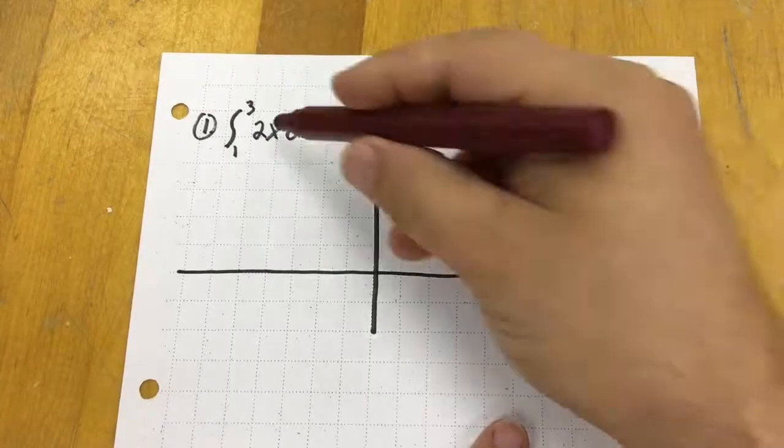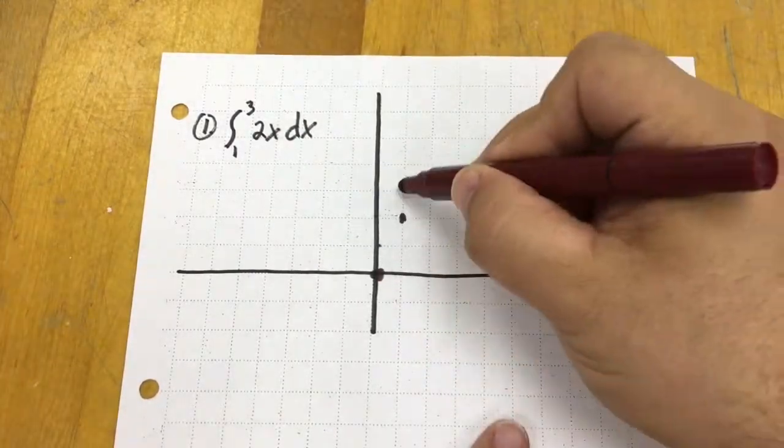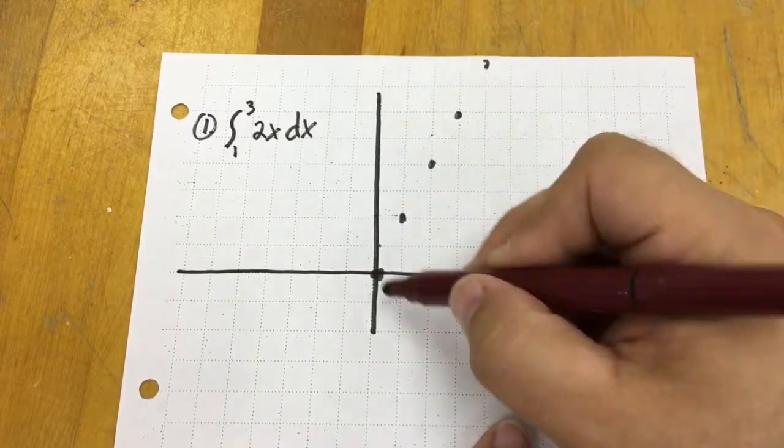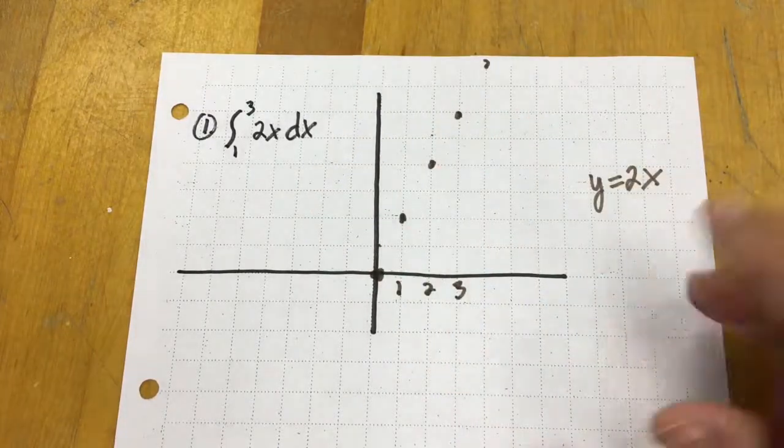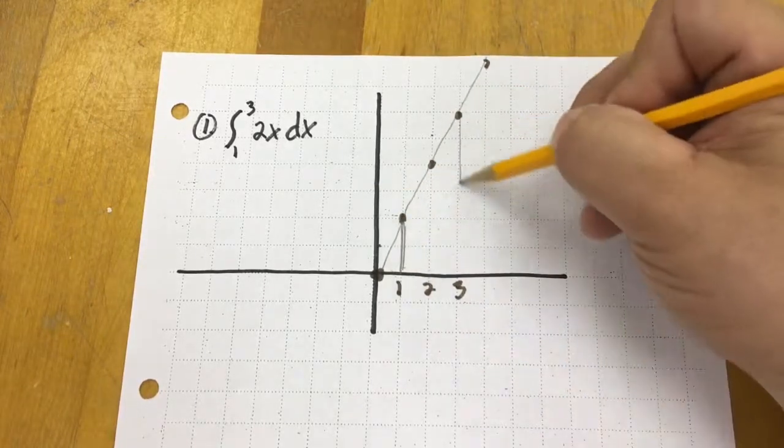A different way to do it is to graph y equals 2x. So I'm going to graph that equation y equals 2x. That means I begin at 0 and the slope is 2. I go up 2 over 1, up 2 over 1, up 2 over 1. And it says from 1 to 3. So I'm basically going to find the area underneath this line from 1 all the way up until 3.